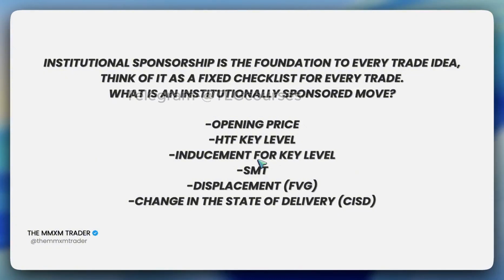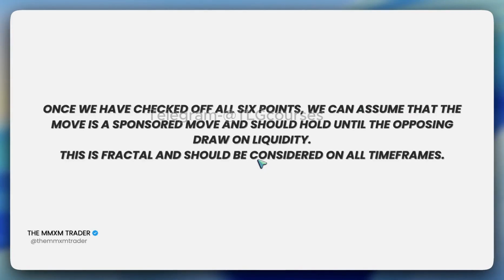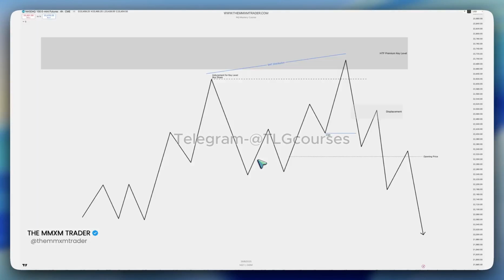We want to see SMT, displacement away from the key level, fair value gap, and a change in the state of delivery, the order block confirmation, or an IFVG getting confirmed, right? Once we have checked off all 6 points, we can assume that the move is a sponsored move and should hold until the opposing draw on liquidity. This is fractal and should be considered on all time frames.